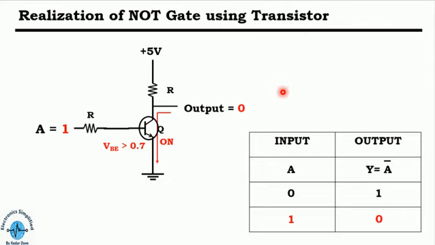As we discussed in the diode video, the NOT gate was not realized using the diode. So we are realizing the NOT gate using the transistor, and this way we can realize the NOT gate logic. After that we are realizing the AND gate using the transistor.